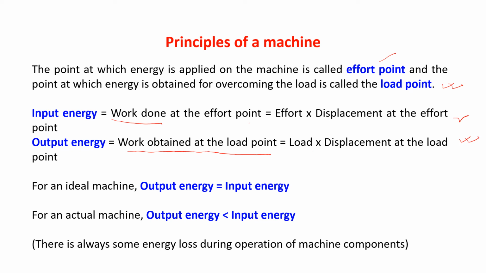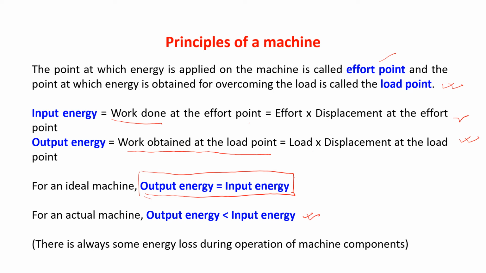For an ideal machine, output energy should be equal to input energy. How much input energy I am giving, that much output energy I should get. But in an actual machine, output energy is less than input energy. How much energy we are giving, that much we are not getting actually.